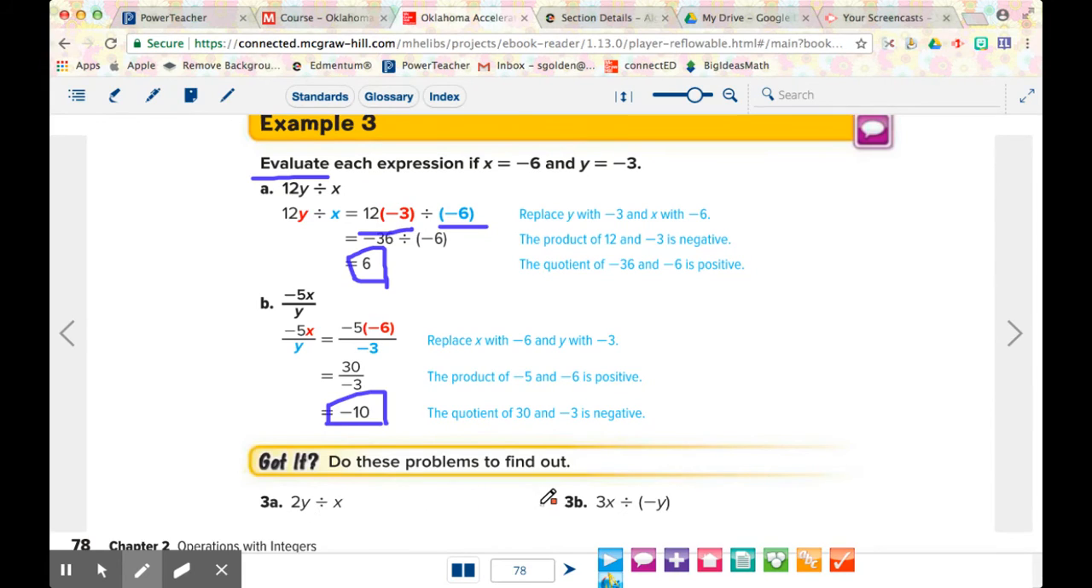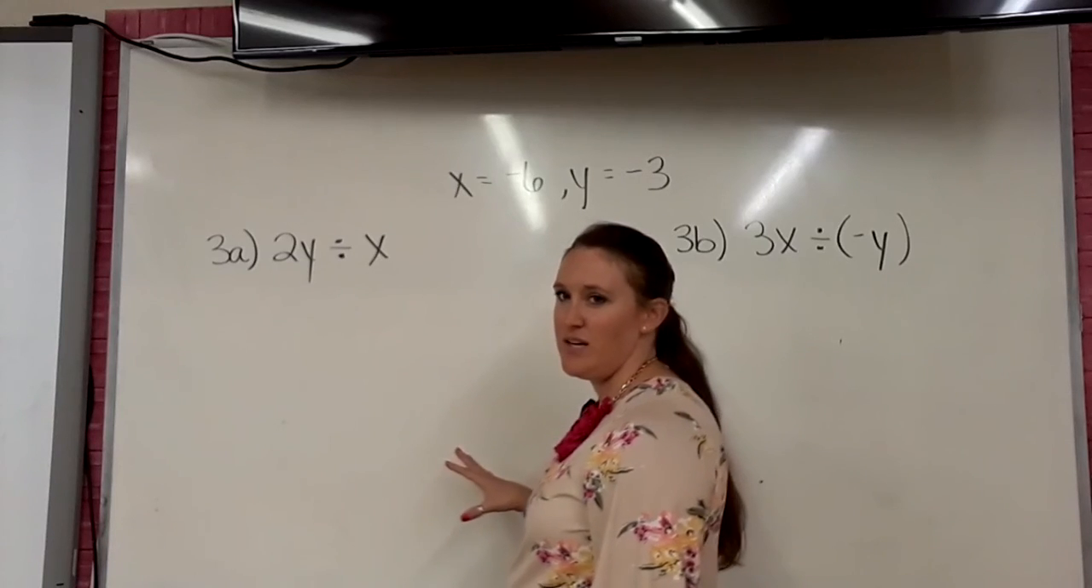So I want you to do 3a and 3b. You're still going to use these up here. X is negative 6, y is negative 3 in order to solve these two problems, okay? So write those down. Use x is negative 6 and y is negative 3, and then I'll work them out for you.